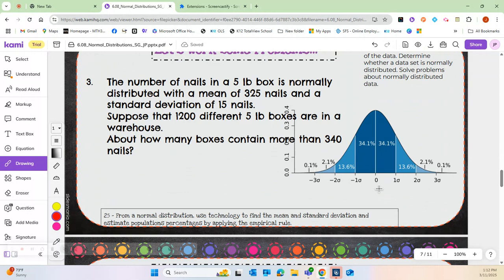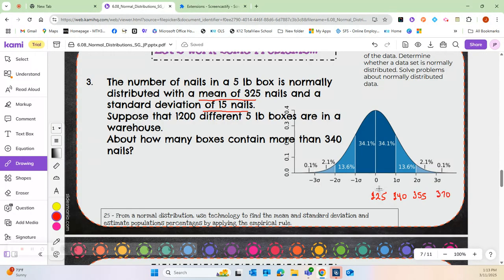Number 3 is a little bit harder. It says the number of nails in a 5-pound box is normally distributed with a mean of 325. So we'll put the mean right in the middle with a z-score of 0. It says the standard deviation is 15. So we'll do 325 plus 15. That's going to give me 340. 340 plus 15 is going to give me 355. 355 plus 15 is going to give me 370.